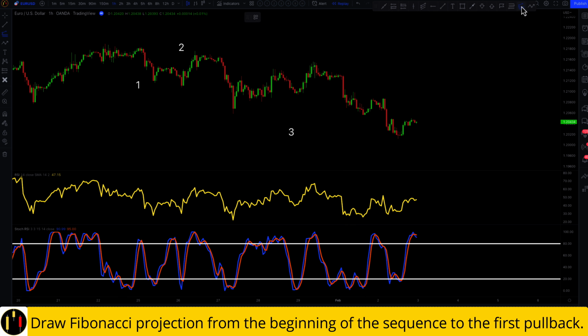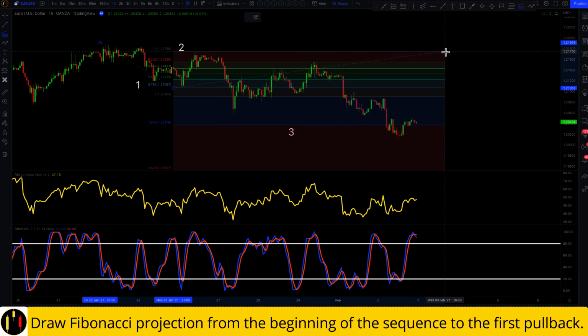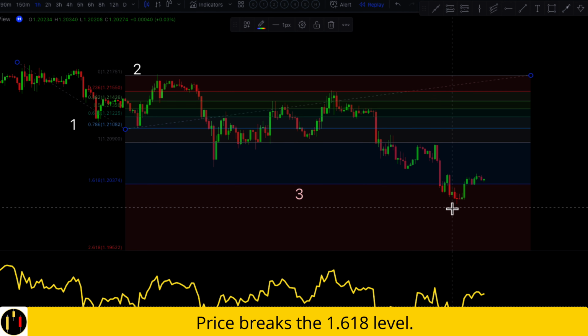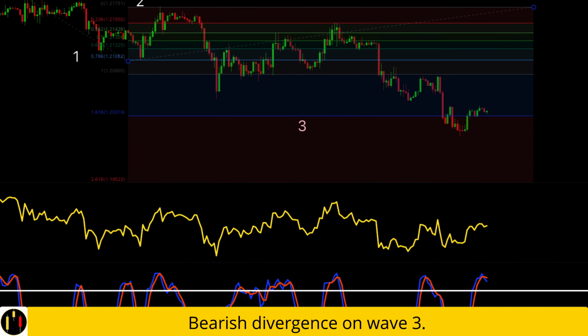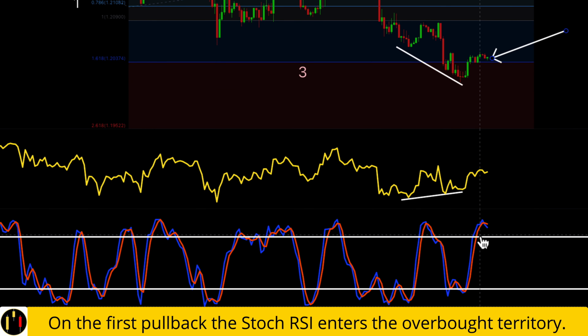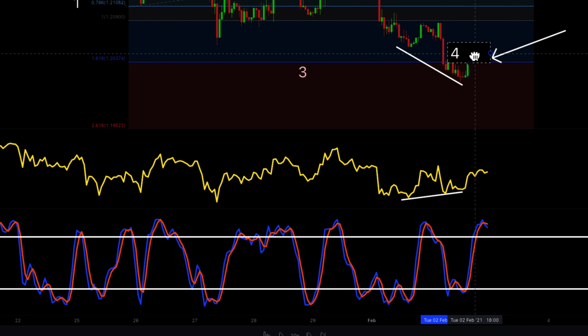Then we are going to draw a projection from the top of wave 1 to the bottom and project it from the top of wave 2. We are looking for price to cross the 1.618 level with a regular bearish divergence, so we can see a higher low on the RSI and a lower low on price. This pullback takes the stochastic into the overbought territory, so this is identified as wave 4.